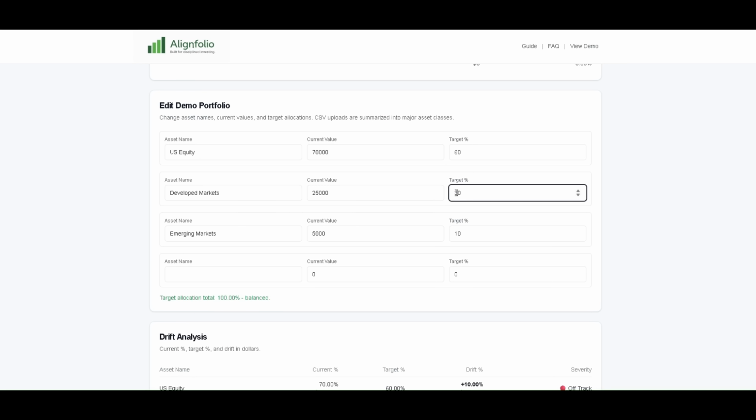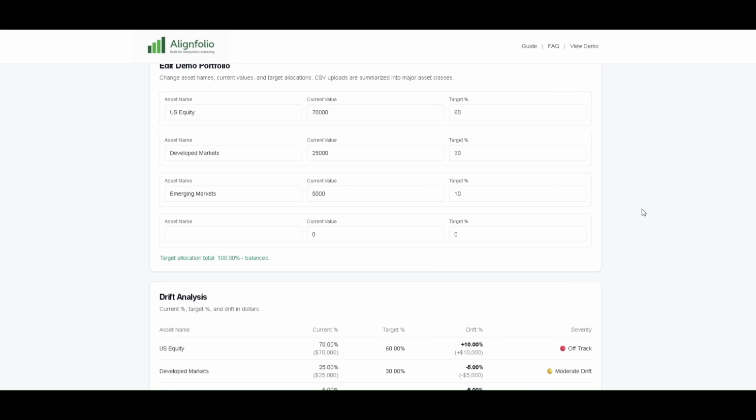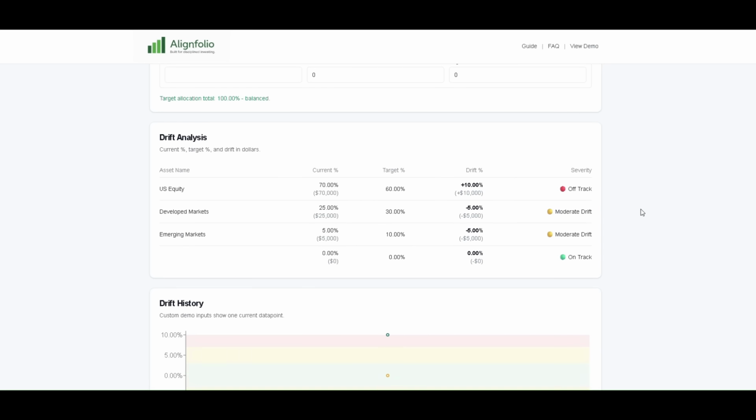In this example, US equity is currently valued at about $70,000, developed markets at about $25,000, and emerging markets at about $5,000. Next, I enter the current market value for each asset class. As soon as the values are entered, Alignfolio instantly calculates the current portfolio allocation. At this point, we can compare the current allocation against the original target allocation.